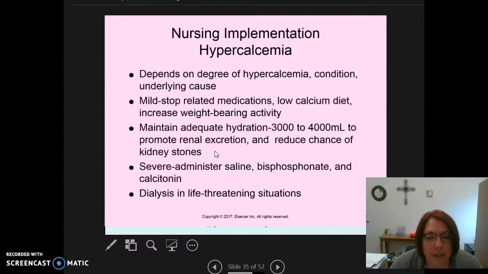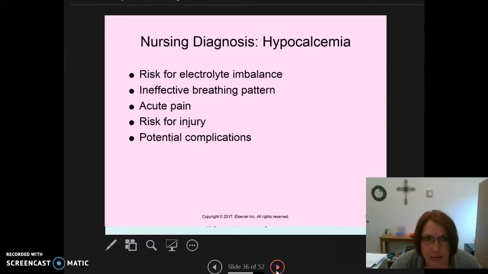Severe cases, they're going to administer saline, bisphosphonates and calcitonin to try to get that calcium back into the bones. And then dialysis is used in very life-threatening situations because with dialysis, they'll go in and actually pull the calcium out of the blood system. Okay? And sometimes they might use IV isotonic normal saline as well to help to reduce the calcium.